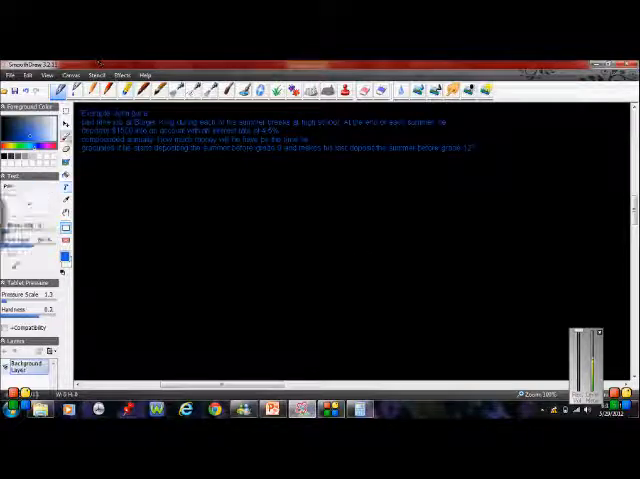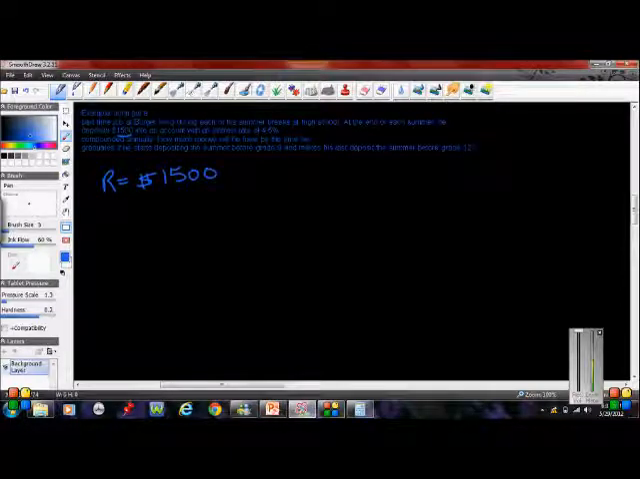So first things first, we have at the end of each summer he deposits $1,500. Therefore, the amount of money he's depositing at his regular intervals is $1,500. Therefore, we can just write right now R is equal to $1,500. Next, let's take a look at the interest rate. We look here, it says 4.5% compounded annually. Therefore, our interest rate is simply 4.5%, not divided by anything because it's per year, so there's no need to.